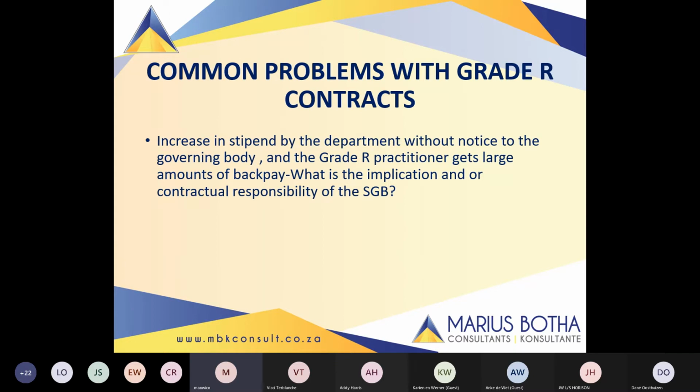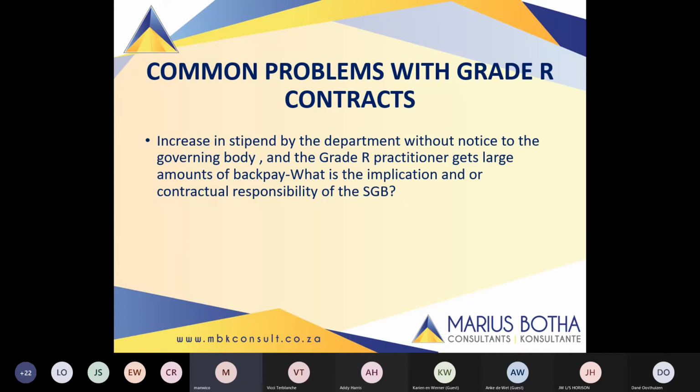So this is the big problem regarding grade R contracts that we're bumping into, and that's where we say the contracts must be adjusted and it must state a gross salary. So the grade R practitioner must agree to a grade R gross salary, and the gross salary will be made up of the stipend and a contribution of the SGB. Should, however, the stipend increase, the SGB will have to contribute less to get to the gross salary. But most schools are in a difficult situation because the contracts did not state that.